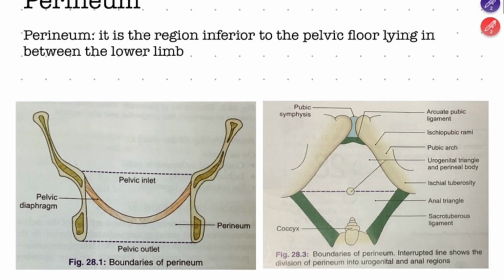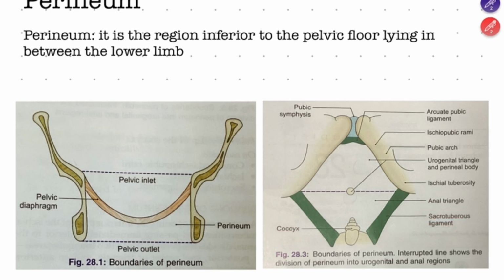In the diagram, we can see the boundaries of the perineum. Anteriorly, we have the pubic symphysis. Laterally, we have the ischiopubic ramus, and posteriorly, we have the sacrotuberous ligament and coccyx.